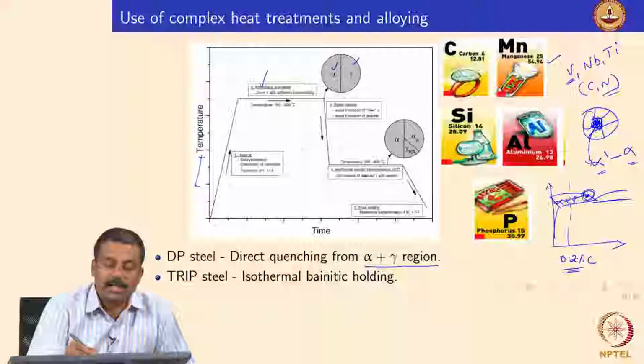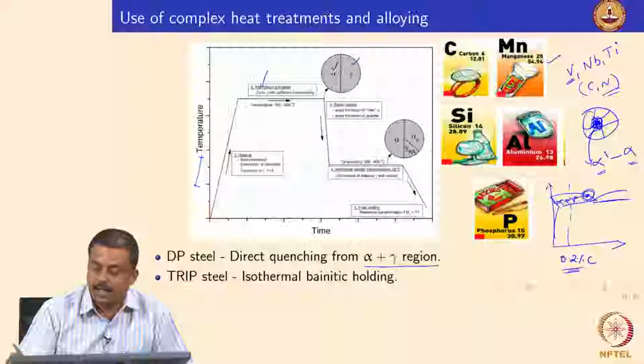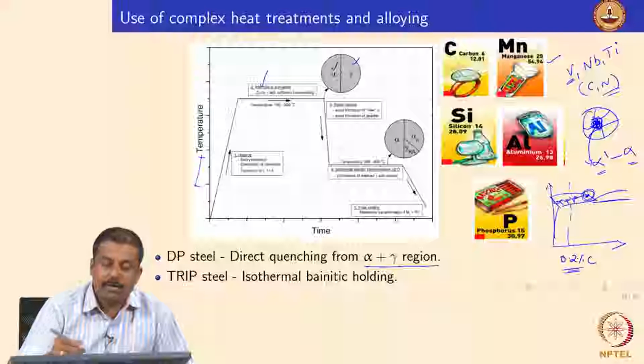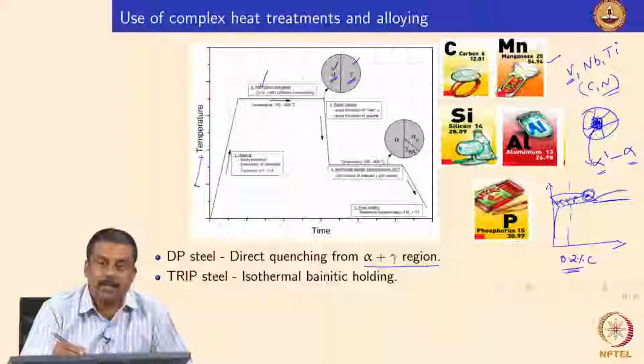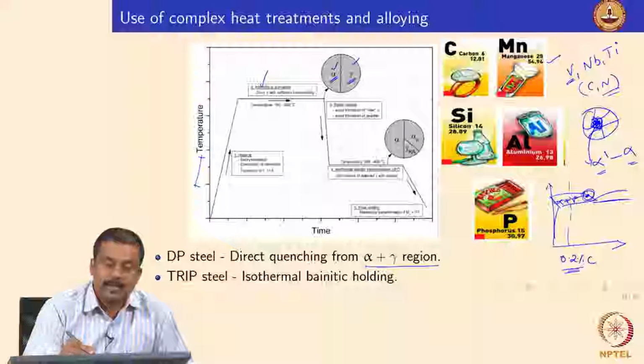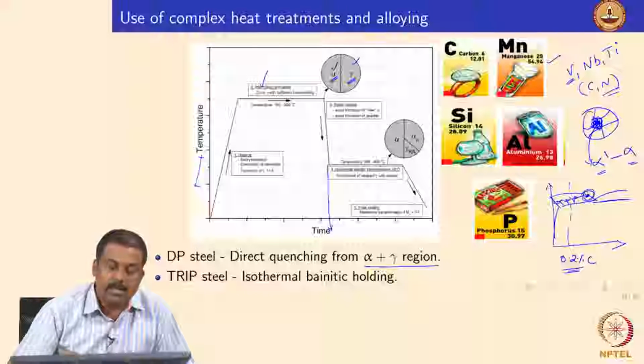So, we take it to the two-phase region from room temperature, going up to the intercritical temperature region where we form a mixture of ferrite and austenite. That is the same as the dual phase heat treatment, but in dual phase heat treatment we directly cool to room temperature, right.